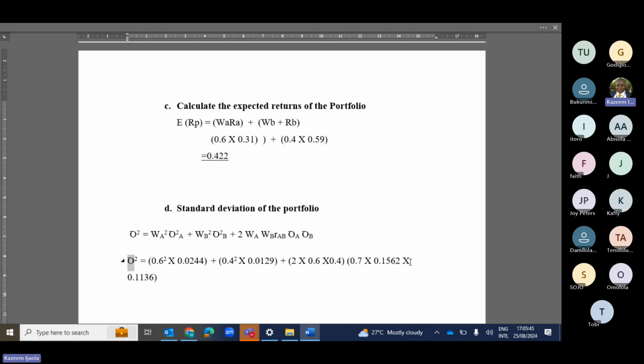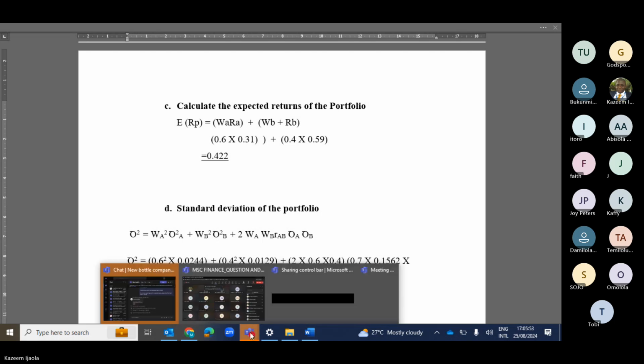So what is our final answer now for variance? Can somebody quickly calculate it for us? What is our answer for the variance, please?